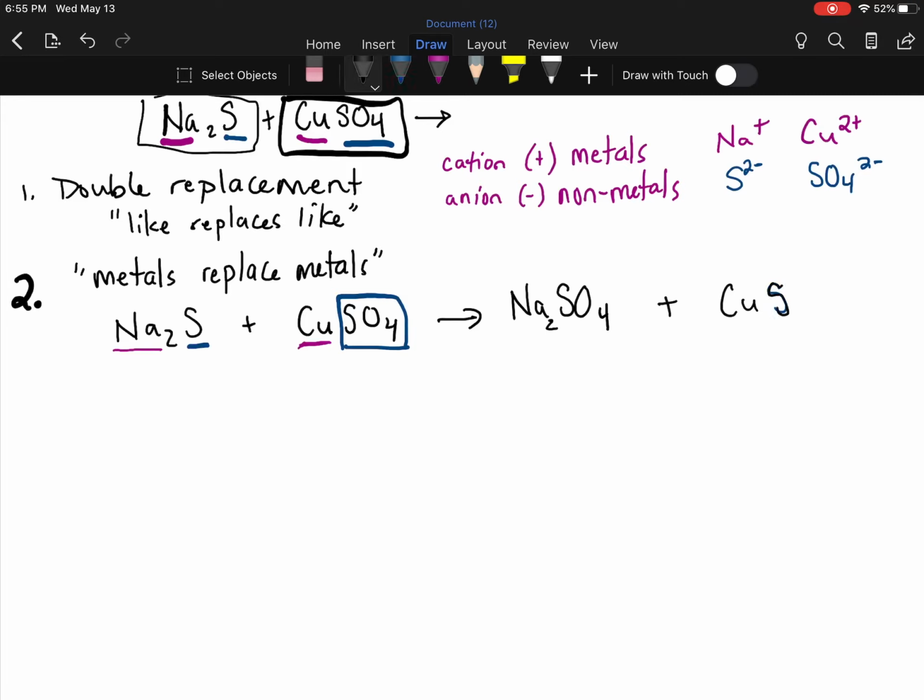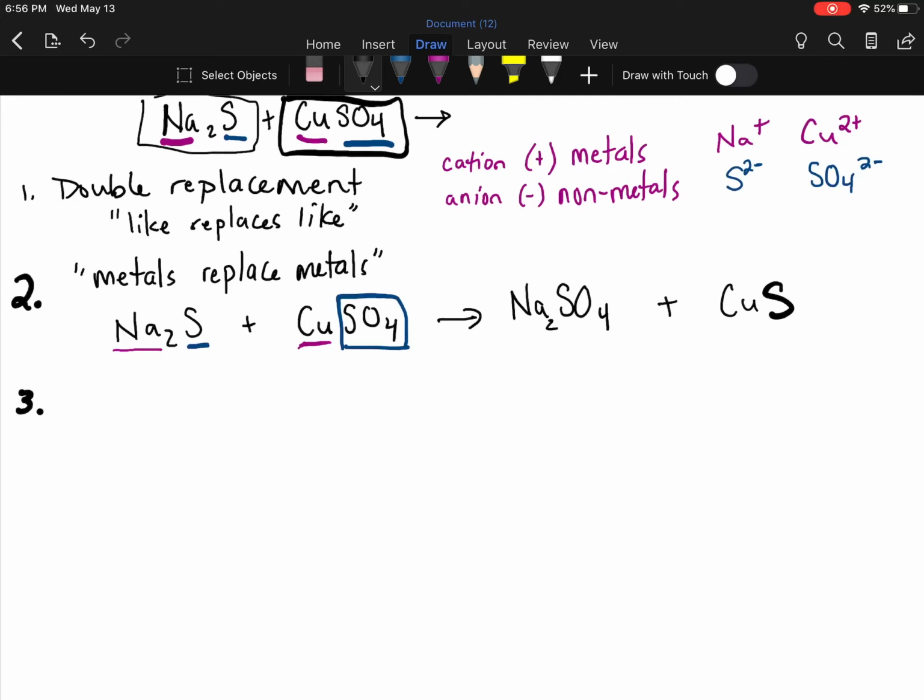Okay, so copper sulfide. Copper is 2 plus, sulfur is 2 minus. When I do the crisscross, they end up with 2 and 2, which balance out, right? Because it's really 1 to 1. So I'm just going to write copper sulfide. Okay, so that's the products. That's what number 2 is.